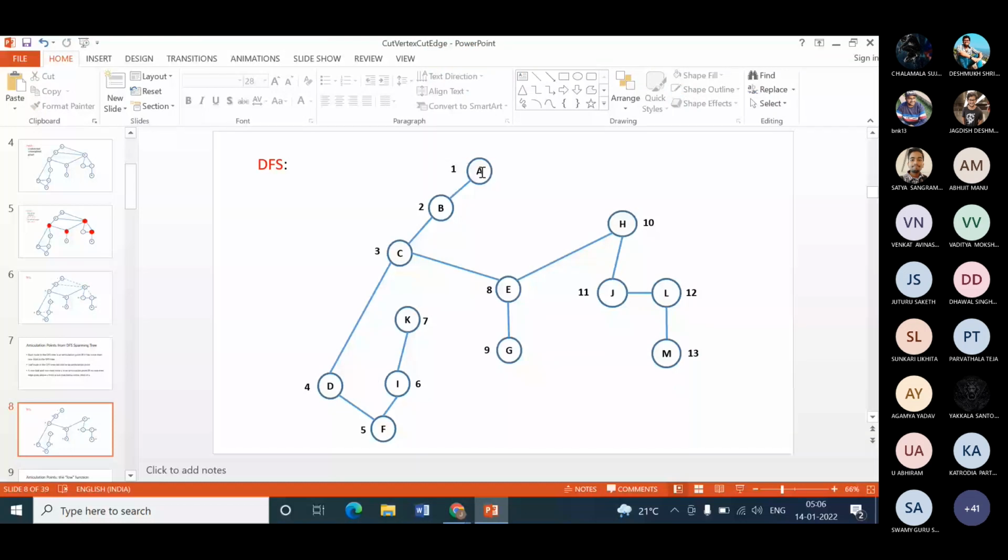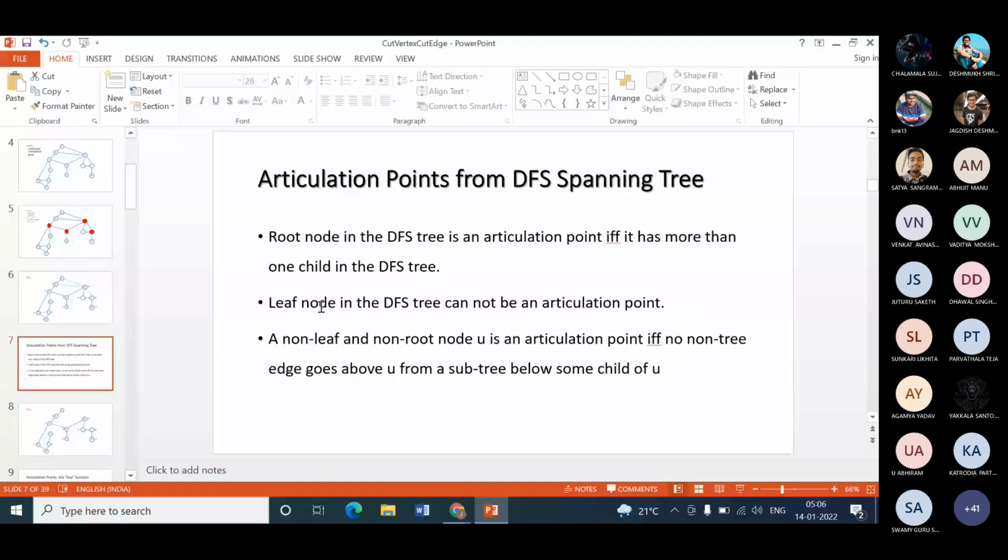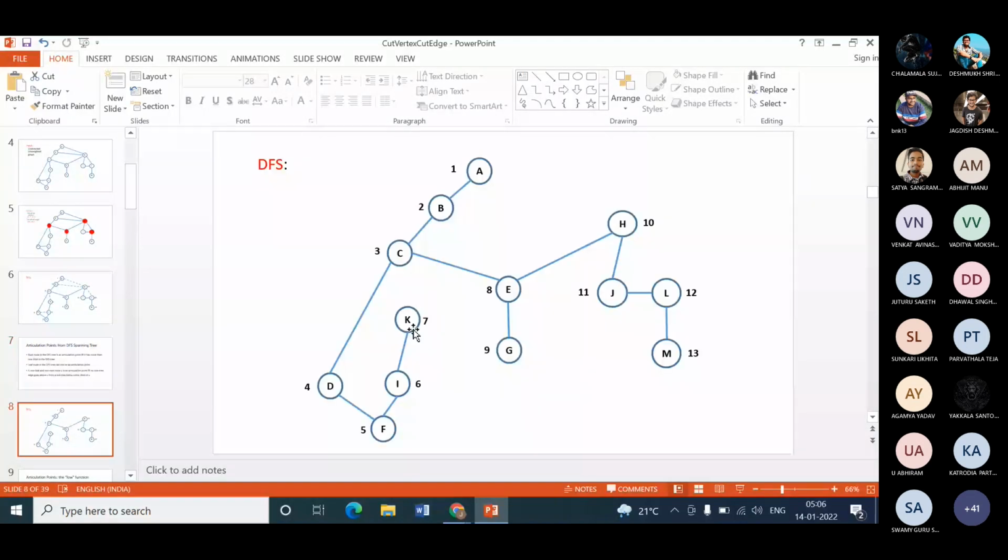The second observation he has made: a leaf node in the DFS tree cannot be an articulation point. So here K is a leaf node. G is a leaf node. M is a leaf node. So none of the leaf nodes, all of the leaf nodes, can be an articulation point.